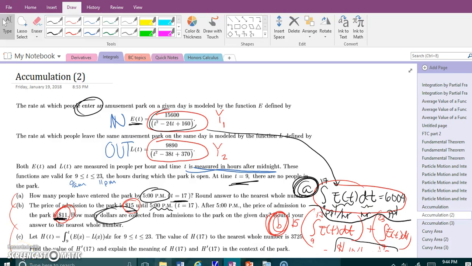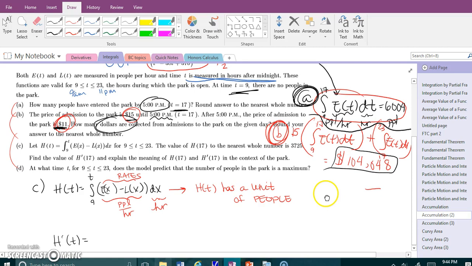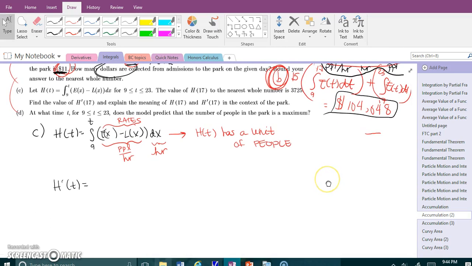This is a continuation of the accumulation video that ended on part B of this free response. So let's go ahead to part C here. In part C, they give us a function h, which is the integral of E minus L from 9 to 23 here. And they tell us the value of h of 17 is this, rounded to the nearest whole number.